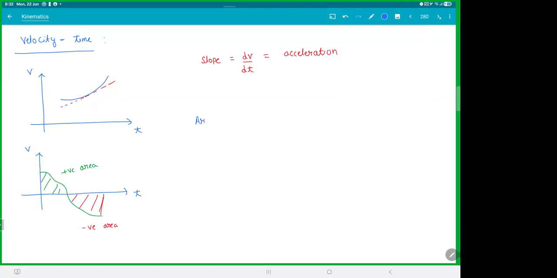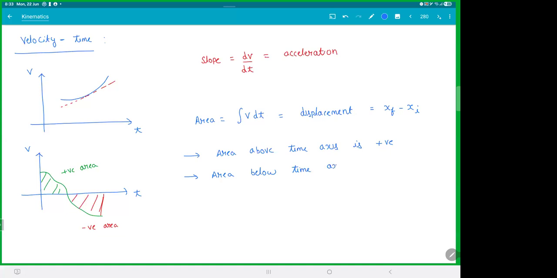So the area under the graph, which is integral v dt, gives you displacement, which is x final minus x initial. Now here you have to be careful with the signs. Area above the time axis is positive. Area below the time axis is negative.